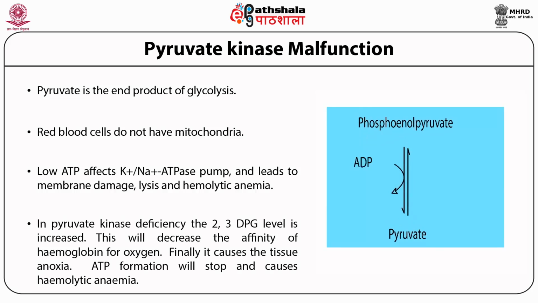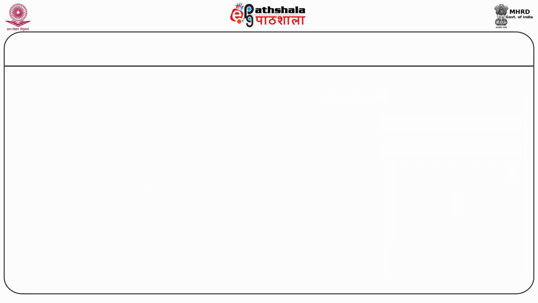In pyruvate kinase deficiency, the 2,3-DPG level is increased. This will increase the affinity of hemoglobin for oxygen. Finally, it causes tissue anoxia. ATP formation will stop and causes hemolytic anemia.